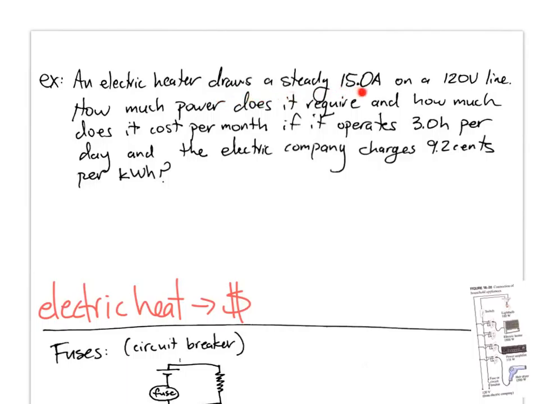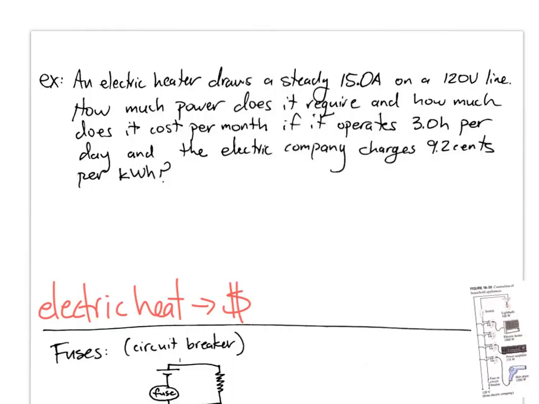So the electric heater draws a steady 15 amps. This is a lot, okay? Extension cords are sometimes not rated to this and they would melt on a 120 volt line. This is our typical wall socket here in America. How much power does it require, and how much does it cost per month if it operates 3 hours per day and the electric company charges 9.2, aha, the price has gone down, cents per kilowatt hour? So pretend we're getting some cheap electricity. We run our heater for 3 hours a day. That's kind of reasonable, right, in winter.